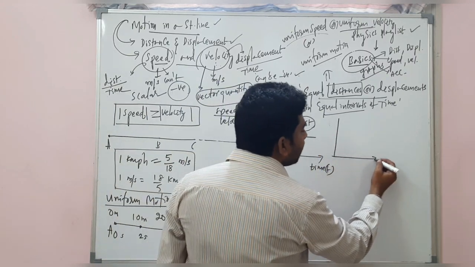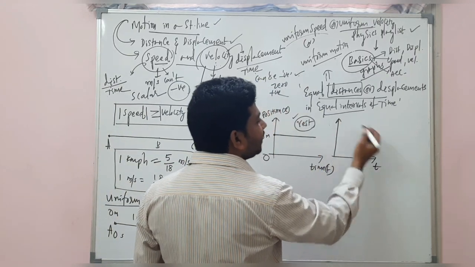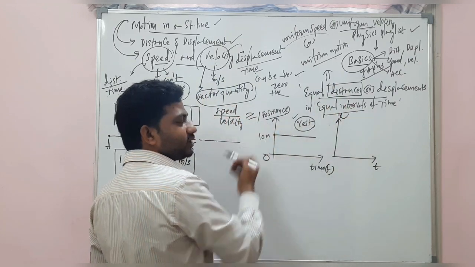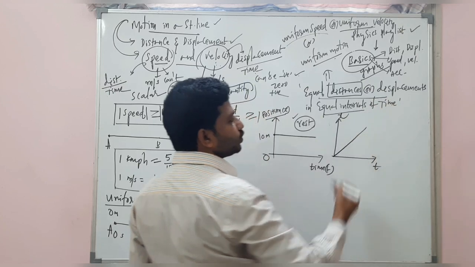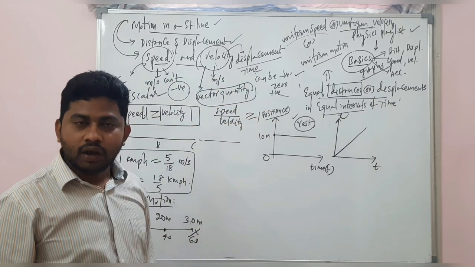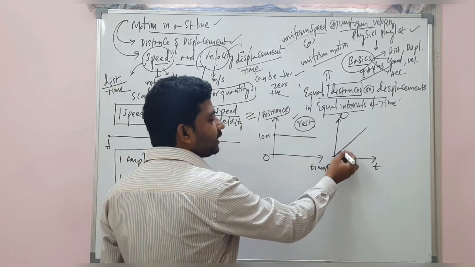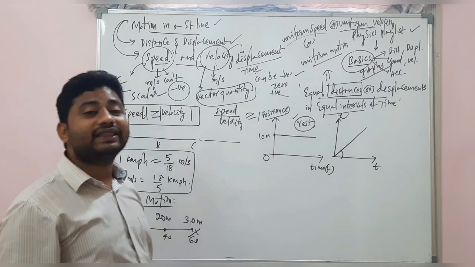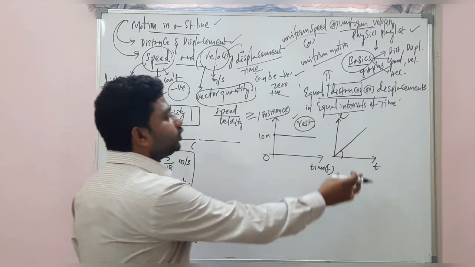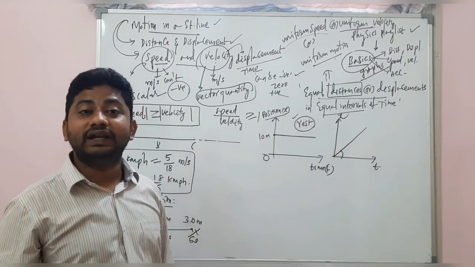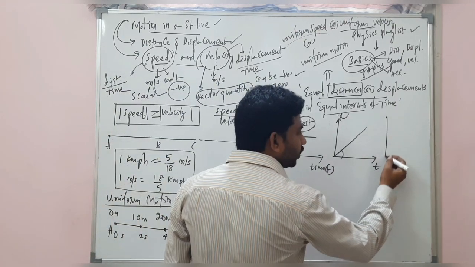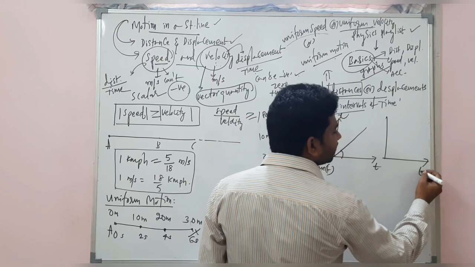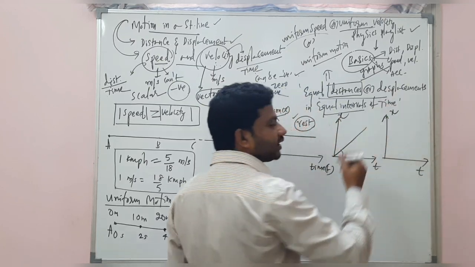So the same x-axis is time and the y-axis is representing position. Uniform motion will be represented here in this way: a straight line passing through the origin making a slope with the x-axis. This is called the uniform motion, uniform speed, or uniform velocity graph. And this is the most important and commonly asked graph, the position-time graph.